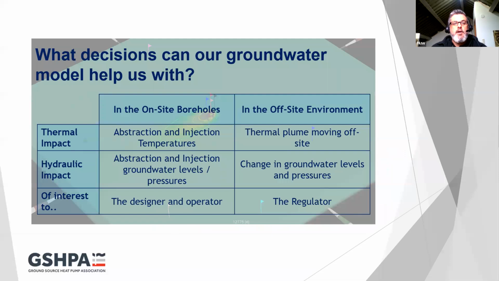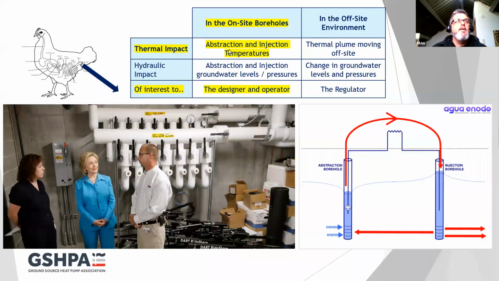So what are some of the main risk factors that potentially adversely impact the sustainability of an open loop system? Well, I've tabled a few of them here. These aren't all of them, but these are certainly some of them. Obviously, we have the thermal and hydraulic impacts. We've got the thermal and hydraulic impacts happening on site or off site, and who that's of interest to. We'll take a quick stroll through these in turn.